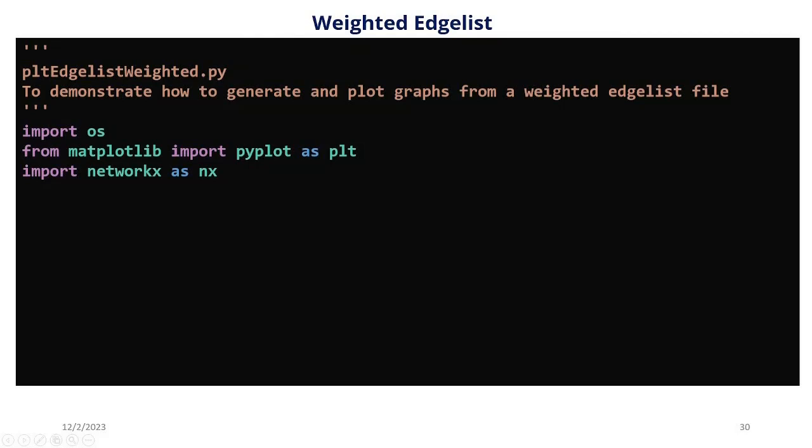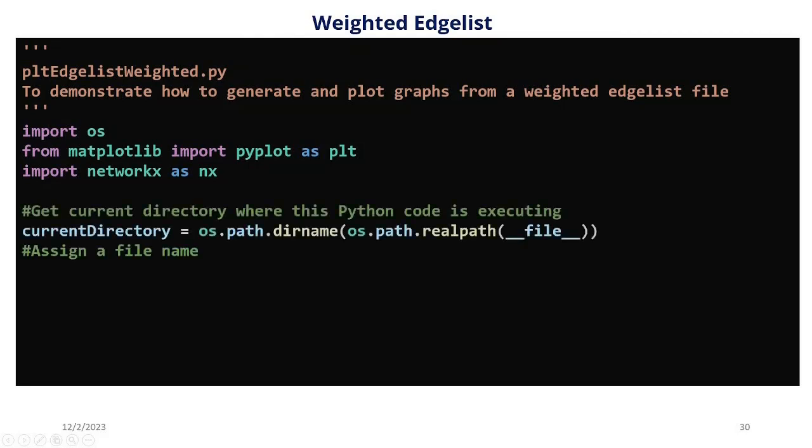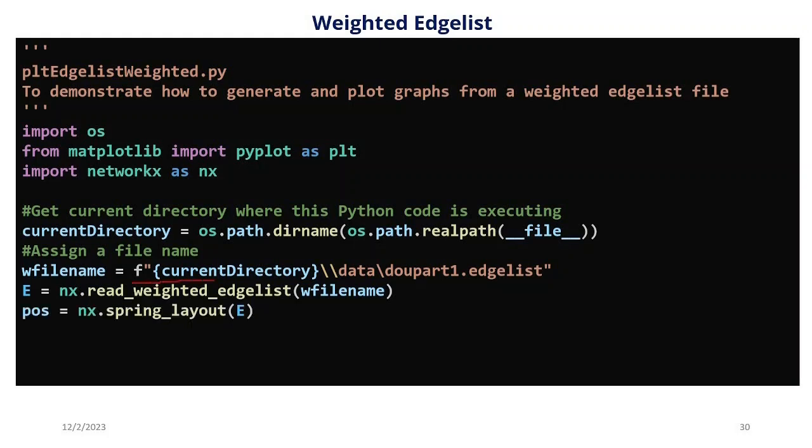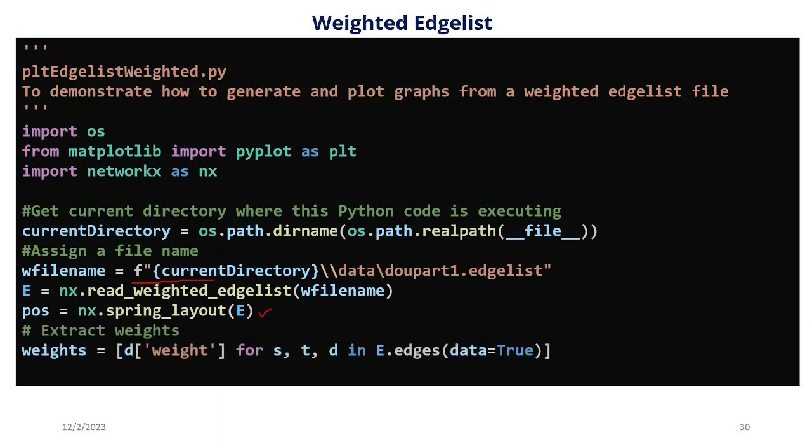As usual, we'll perform our imports, and then we'll get our current directory to get the file name. Then we assign the file name as usual. But when you are reading the file this time, instead of just saying read_edgelist like the previous example, we actually say read_weighted_edgelist, and then we can set our spring layout again if you so wish, and then we'll perform some other operations. We extract the weight equal to d['weight'] for s, t, d in edges(data=True).